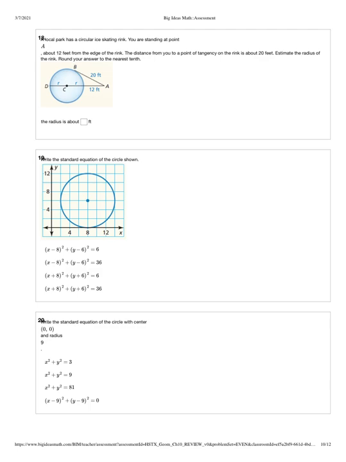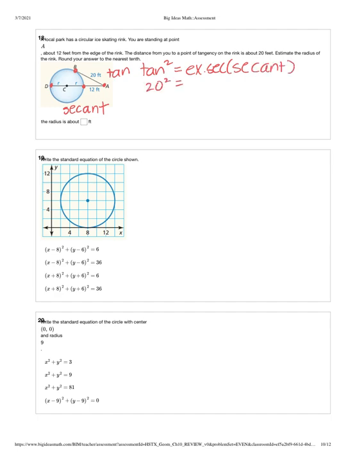Okay, a local park has a circular ice skating rink. You're standing at point A, about 12 feet from the edge of the rink. The distance from you to a point of tangency on the rink is about 20 feet. Estimate the radius of the rink. Round your answer to the nearest tenth. Okay, so remember, a tangent line touches the circle once. The secant line touches the circle twice. Our formula is tangent squared equals external secant times the entire secant.